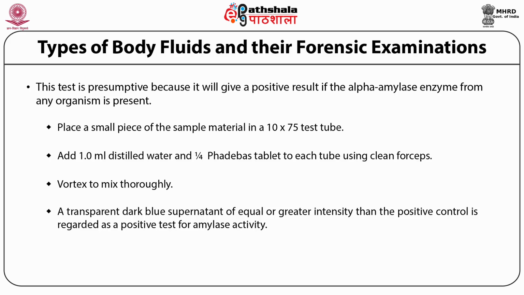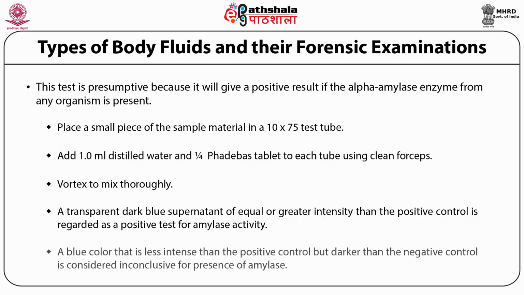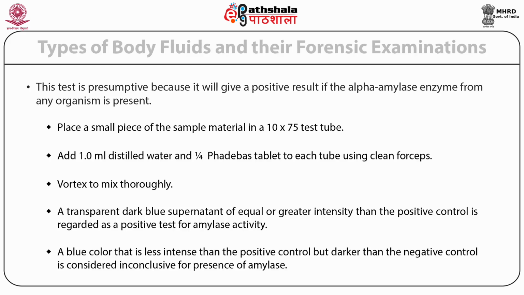Next, a transparent dark blue supernatant of equal or greater intensity than the positive control is regarded as a positive test for amylase activity. Finally, a blue color that is less intense than the positive control but darker than the negative control is considered inconclusive for presence of amylase. No blue color is considered negative for presence of amylase.